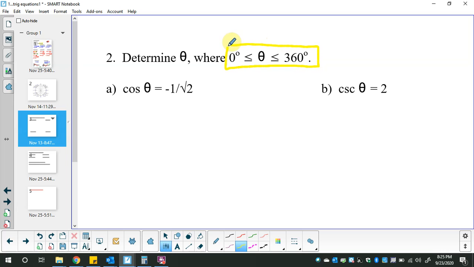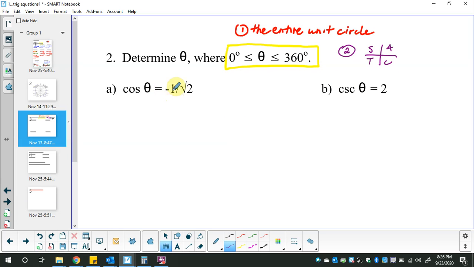And this says 2 things. 1, if you recognize the number off the unit circle, you have to use the entire unit circle. Or 2, if you don't recognize the number off the unit circle, you have to use the CAST rule. So let's start the questions.